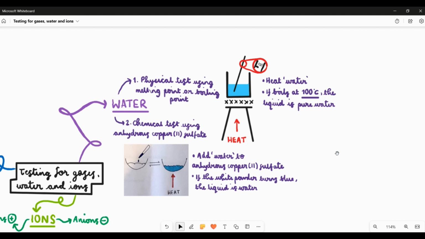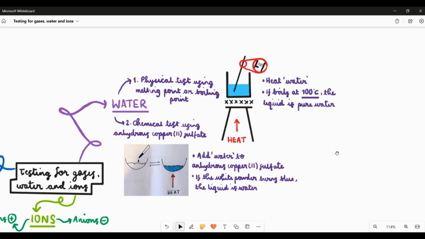So in terms of the physical test, we need to test the melting or the boiling point to make sure that it is either 0 for the melting point or 100 for the boiling point. So all my diagram here is trying to show is that if I heat the water, it should boil at exactly 100 degrees C. Now, if it boils at slightly below to slightly above 100 degrees C, it can still be water, but that would suggest that the water isn't pure, because a pure substance will boil at a single specific temperature, whereas an impure liquid will boil over a small range of temperatures.